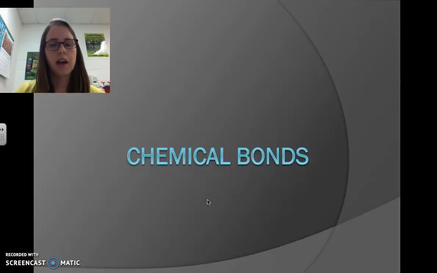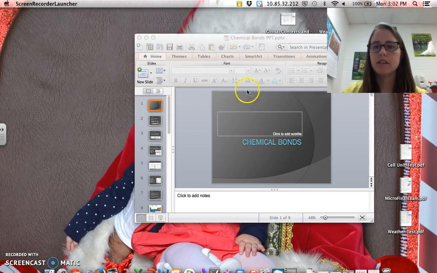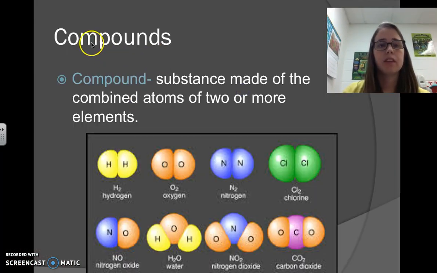All right, we're going to talk about chemical bonds. Chemical bonds are formed through compounds. Compounds are substances that are made up of two or more atoms or elements. Here's an example of a hydrogen atom and a hydrogen atom with a chemical bond between them, and they make a compound of H2.